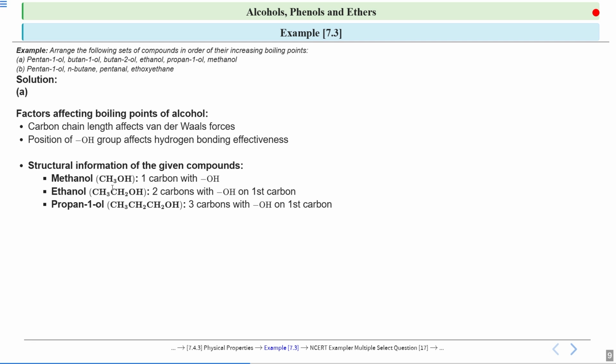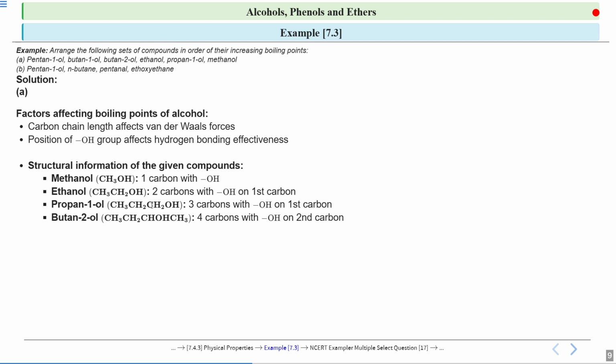Next is propane 1-ol. Propane means three carbon atoms are there in the chain. So look, 1, 2, 3. Three carbon atoms are there, and the OH group is attached to the first carbon in propane 1-ol.